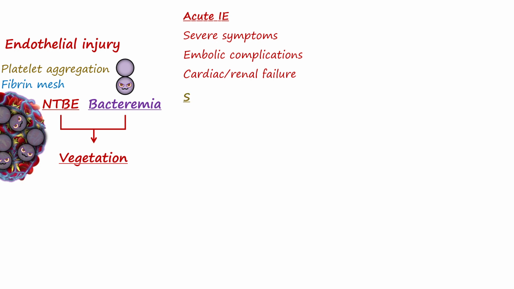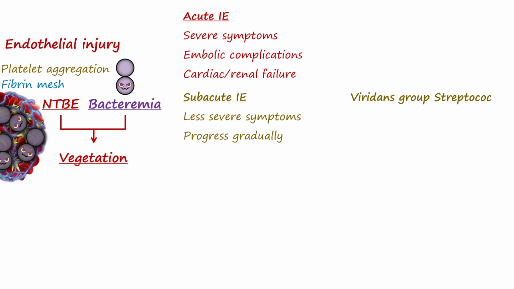In contrast, subacute IE is more common in patients with congenital or valvular heart disease. Initially, it tends to present with less severe symptoms like long-standing constitutional symptoms such as fever, fatigue, and malaise, and progresses gradually. Most cases of subacute IE are caused by penicillin-sensitive Streptococcus viridans, while Staphylococcus aureus is the leading cause of acute IE.